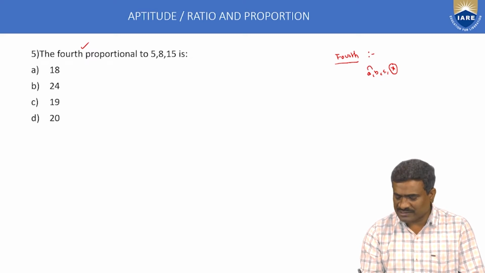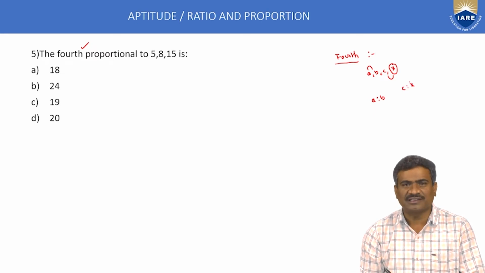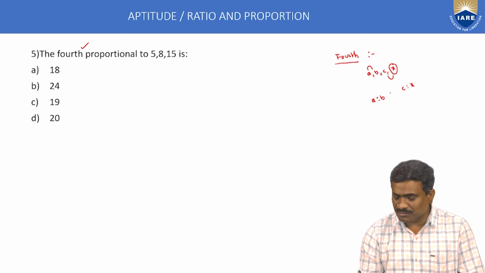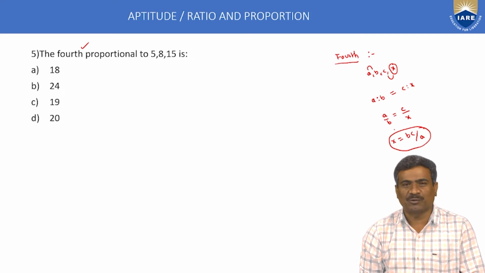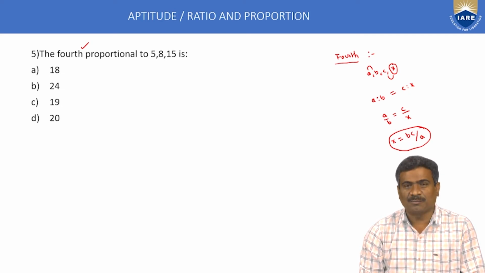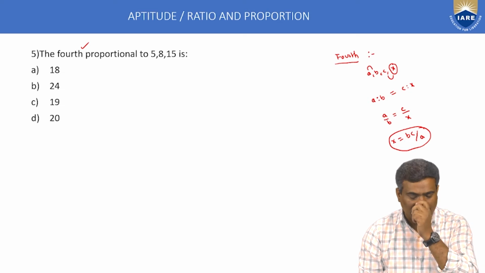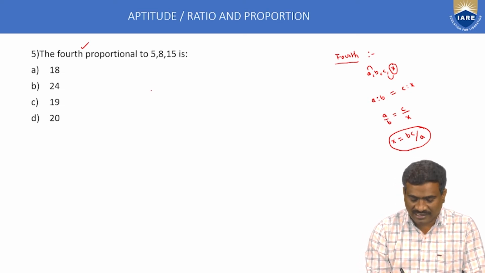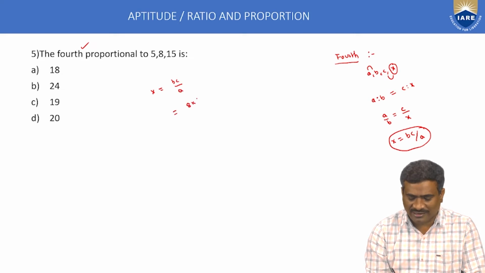Next, four numbers convert into two ratios. First one a is to b, second one c is to x. Next, proportion means equality. Next, a by b is equal to c by x. X is equal to bc by a. This is called fourth proportion. In next example, fourth proportional to 5, 8, 15. Here x is equal to bc by a, where b is equal to 8, c is equal to 15, a is equal to 5, x is equal to 24.